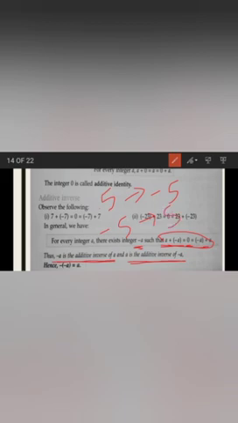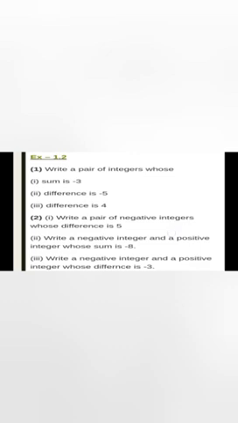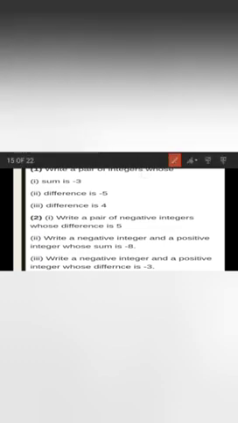So now come to the next slide. Now exercise 1.2. In exercise 1.2, the first question asks: write a pair of integers whose sum is minus 3. Okay, so you can take minus 5 and 2. When you add minus 5 plus 2, it will be minus 3. So the sum of these two numbers, minus 5 and 2, is minus 3. I hope it is clear.